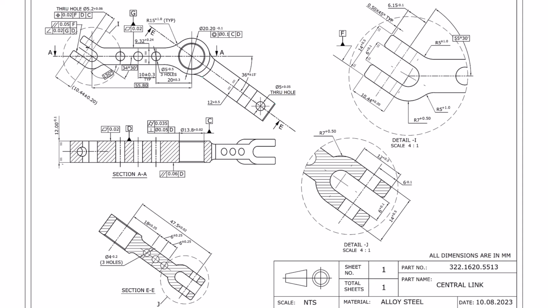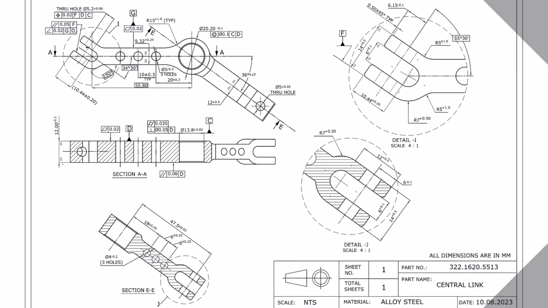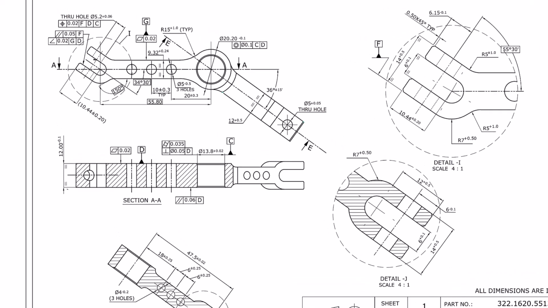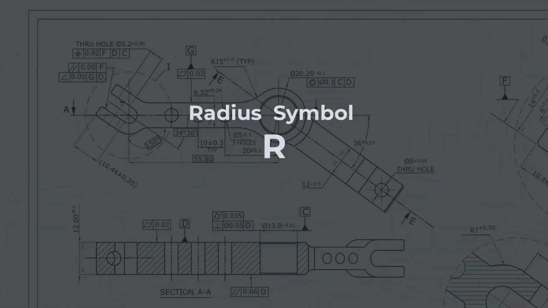Let's begin with the most familiar symbol, the diameter symbol, represented by phi. Whenever you see this symbol, it tells you that the dimension belongs to a circular feature. If a hole is marked as phi 20, it means the diameter of the hole is 20 millimeters or 20 units. Next comes the radius symbol represented by R.